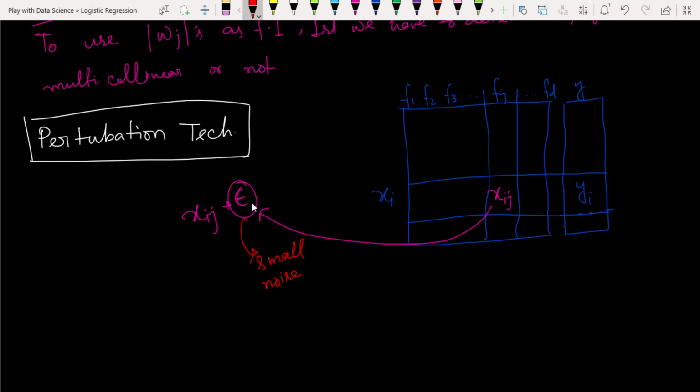So how do we choose this small noise? Simple, we use the normal distribution with mean 0 and a small standard deviation. Suppose we take a small number like 0.1, a small noise. Here 0 is our mean and this is our standard deviation. Using this kind of normal distribution, we choose our epsilon and add it to our data points. Okay, now what?